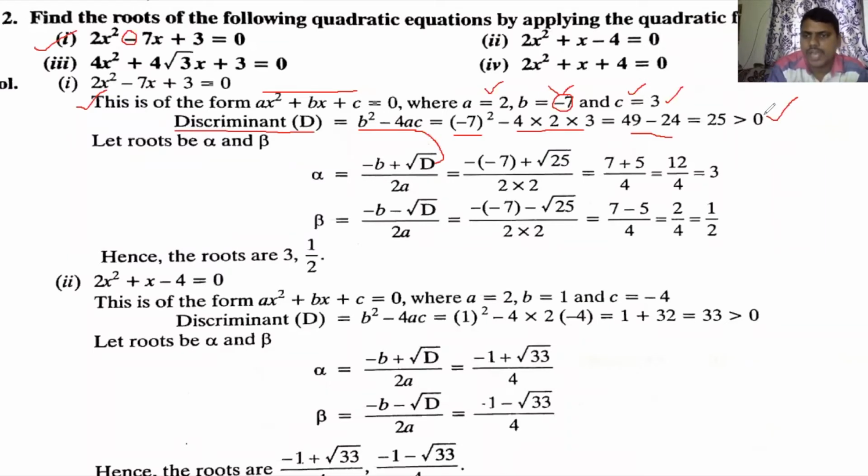If this value is less than 0, you can stop here only. Remember, for linear equations in 2 variables, a1 by a2 equal to b1 by b2 not equal to c1 by c2 means the lines are parallel, there is no solution. We stop there only; we don't want to apply substitution, elimination or cross multiplication. Like that, we check whether a solution is possible or not: unique solution, infinitely many solutions, or no solution. Here also we decide whether b square minus 4ac is greater than 0 or not. If greater than 0, we will proceed.